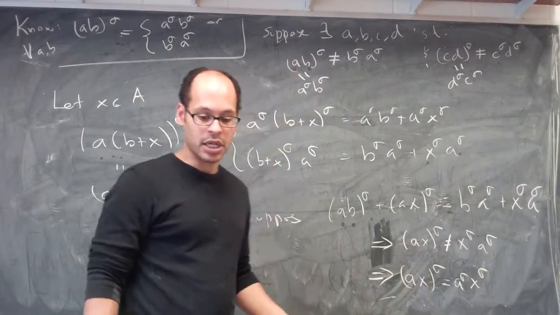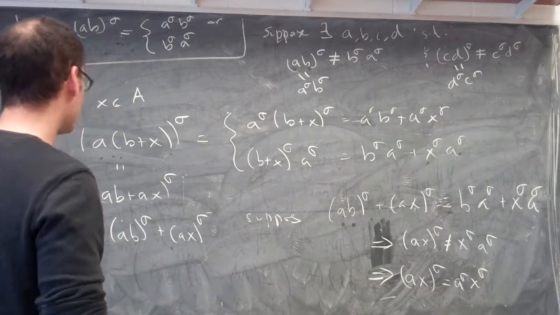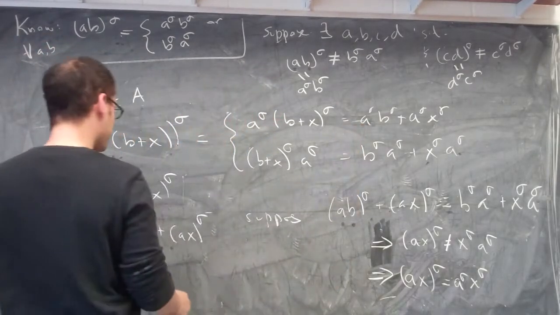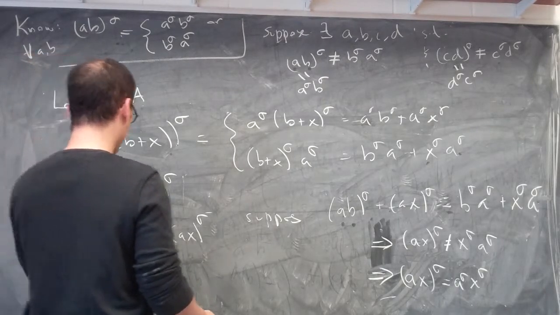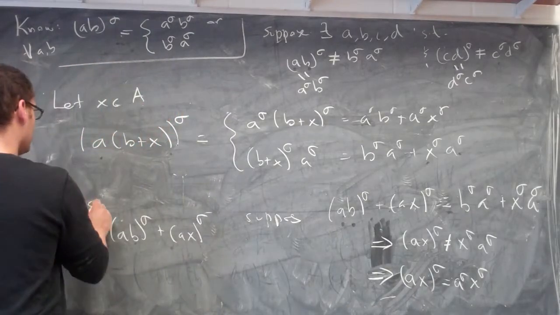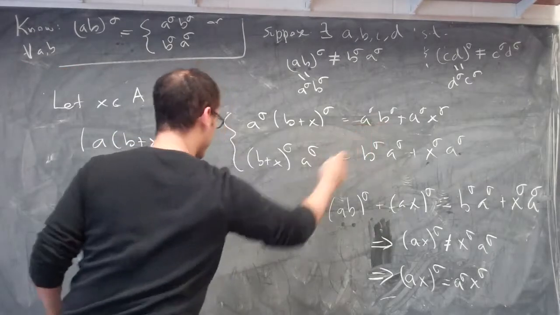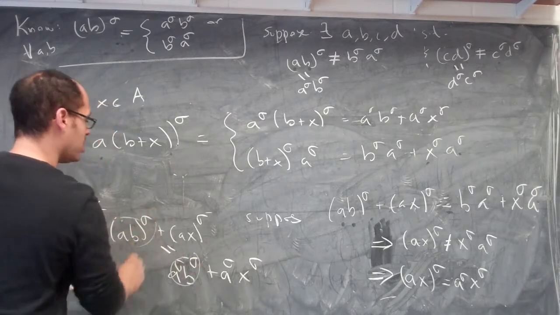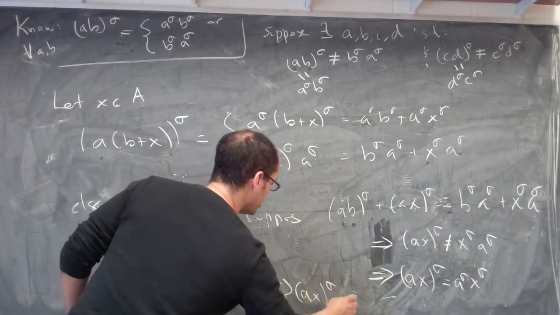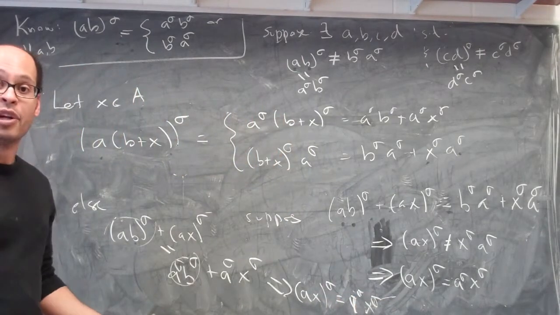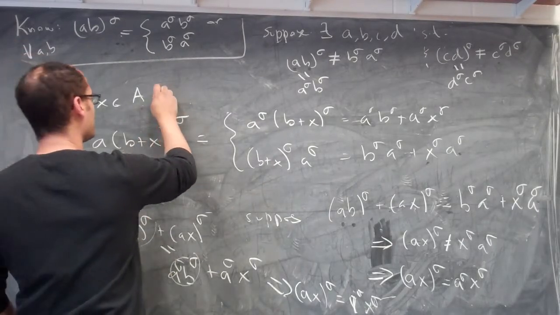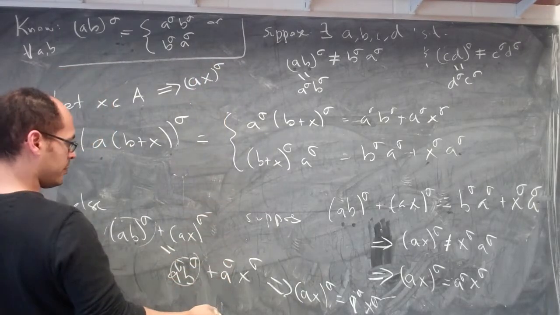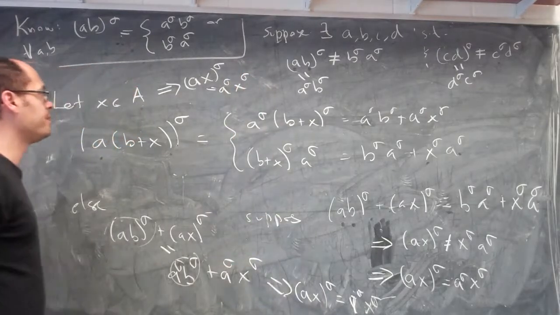On the other hand, if this second conclusion doesn't hold, then otherwise we're forced to have that this thing is equal to that guy up there, A sigma B sigma plus A sigma X sigma. But if that's true, we also know that these guys are equal, and so that would imply that AX sigma is equal to A sigma X sigma. Which is to say, no matter what you do, for any x in A, you always have that AX sigma is equal to A sigma X sigma. Okay?